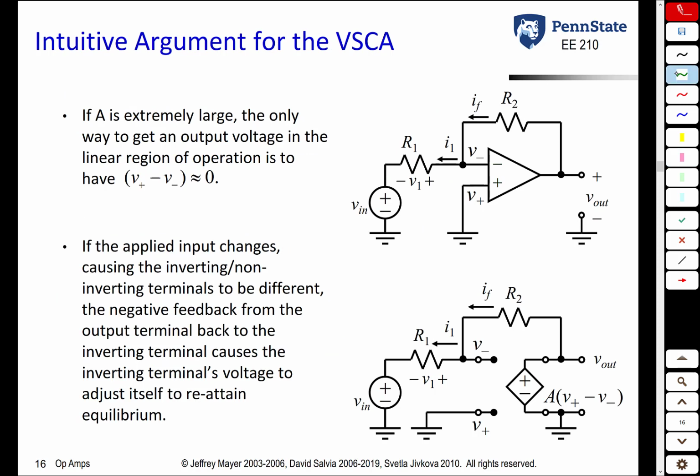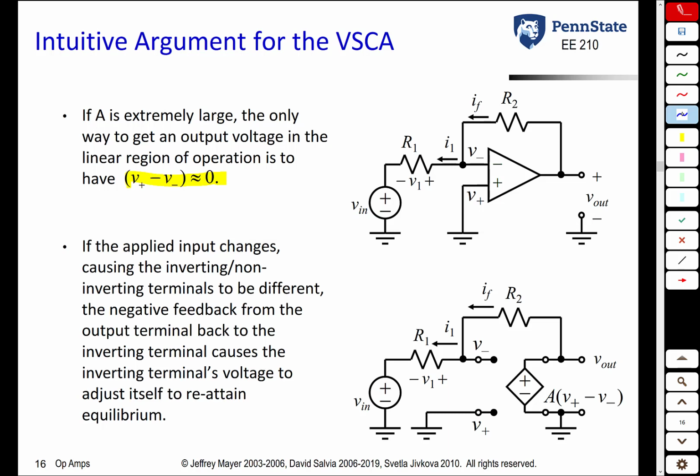We know that the output voltage of the op-amp is going to be a huge magnification of the difference between the voltage at the non-inverting and inverting input terminals. Because A is extremely large, the only way to get a reasonable output voltage is to require that the difference between the two input voltages is almost 0. So in other words, if you're going to have an output voltage of 5 volts, 10 volts, 7 volts, the difference between V plus and V minus needs to be so small that we're going to make it approximately 0.